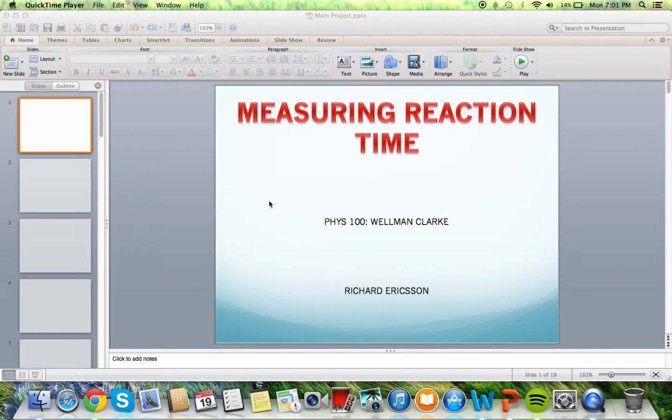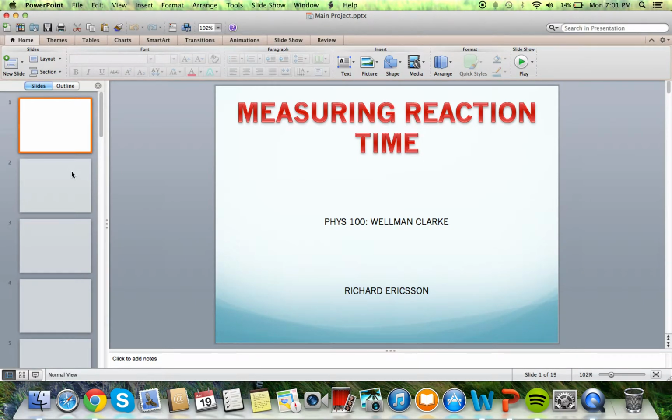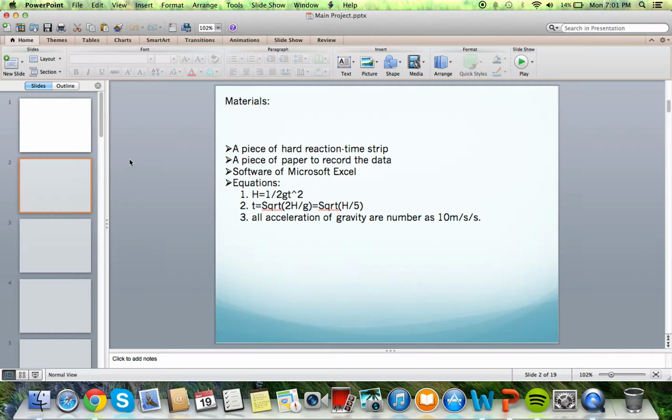Here's my project about measuring reaction times from the class of Basic 100 by Wilman Clark. The materials we need are a piece of reaction time strip, a piece of paper to record the data, Microsoft Excel software, and the equation below: d = 1/2 g t squared, so t = square root of 2h divided by g, and the acceleration of gravity is basically 10 meters per second squared.